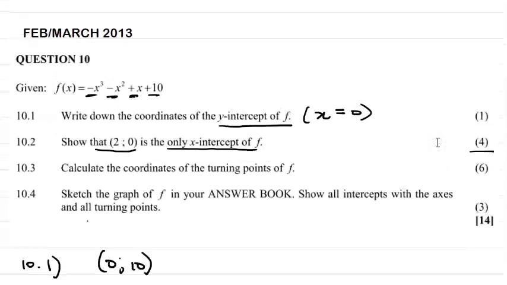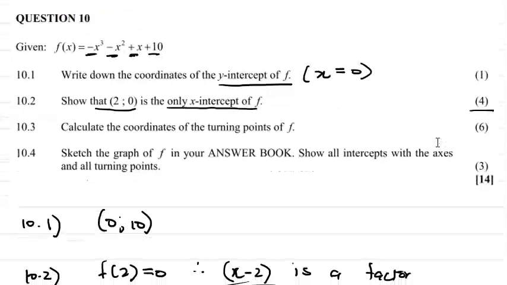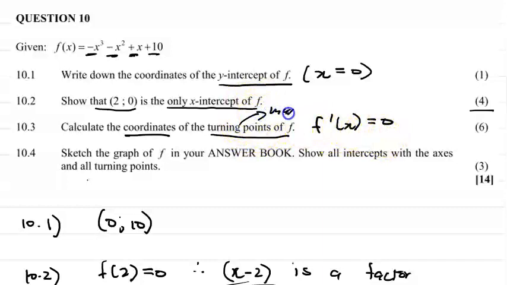In the next question, it says calculate the coordinates of the turning points of f. Now remember, to find the turning points of f, we need to say that f prime of x equals 0. The derivative of your function equals 0 at your turning points. What happens at your turning points? You're either going to get a local maximum or a local minimum, and at your local maximum or local minimum, the derivative of your function is going to equal 0.